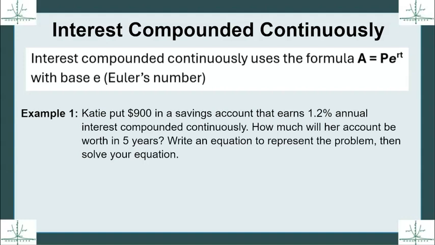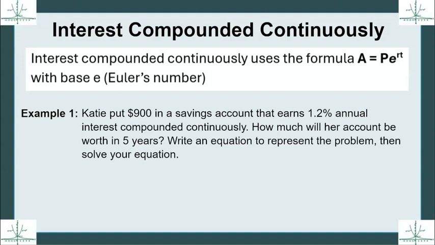Now the difference between compounded continuously and just regular compounded interest is that there is no set time period for continuously. It's just consistent. It's constant over time. It's not like quarterly or monthly or daily. It's just one continuous flow. So that's why we're using a different formula with Euler's number.